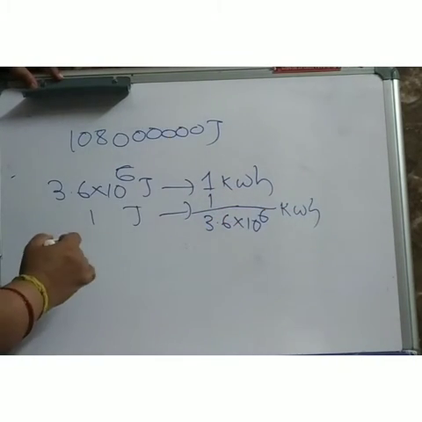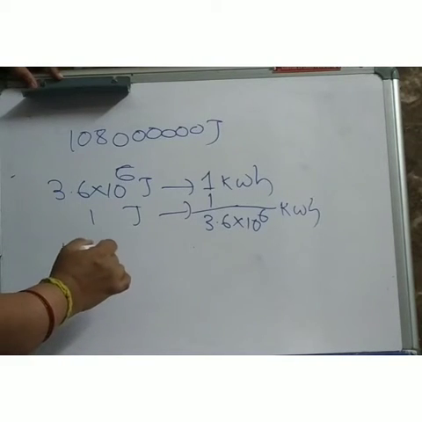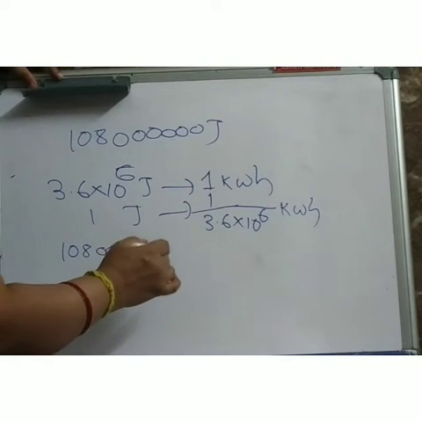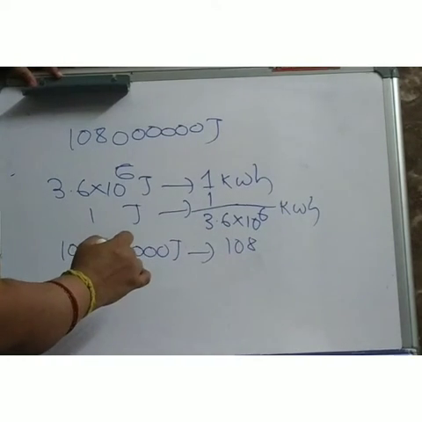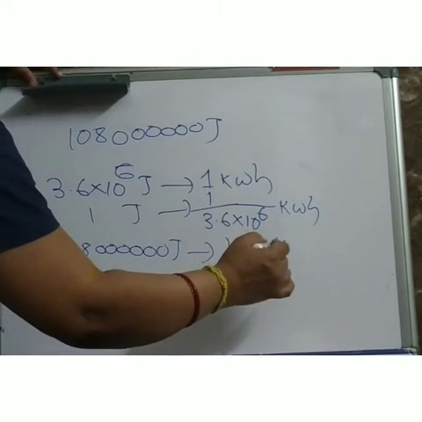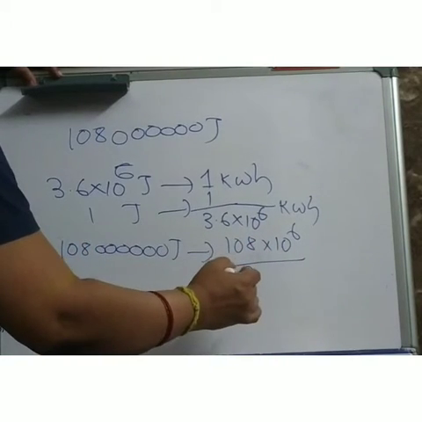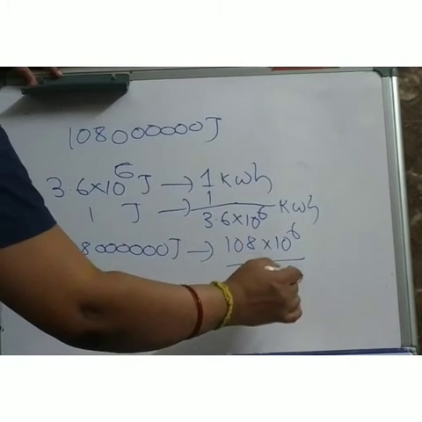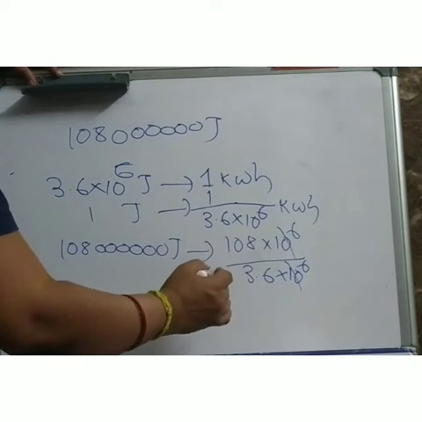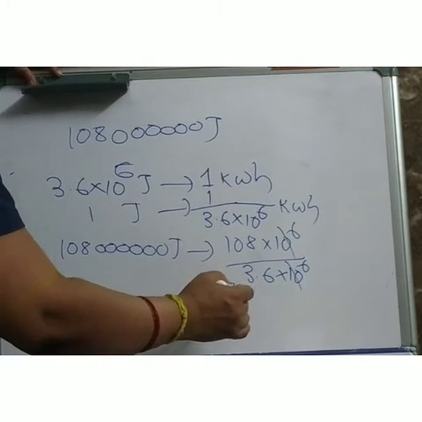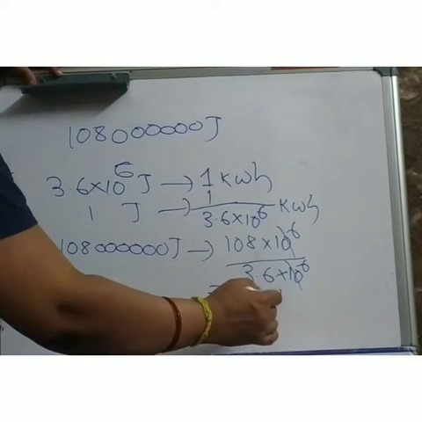And for this much, 1, 2, 3, 4, 5, 6 joules, how much is it? 108. You can write 1, 2, 3, 4, 5, 6 into 10 to the power 6. To make it easier, divide by 3.6 into 10 to the power 6. So 10 to the power 6 gets cancelled. This will come, I think, 30 kilowatt hour.